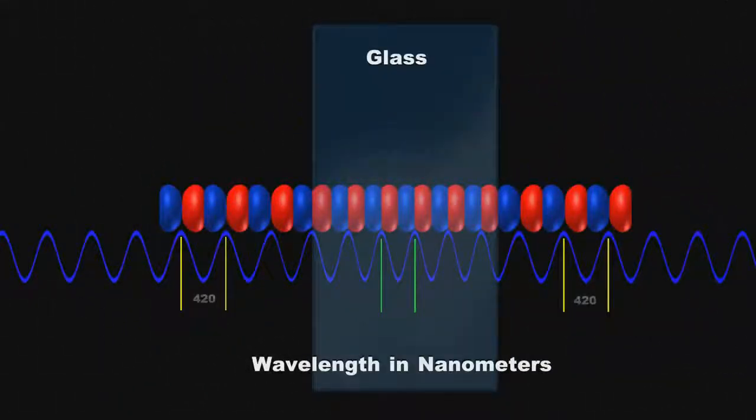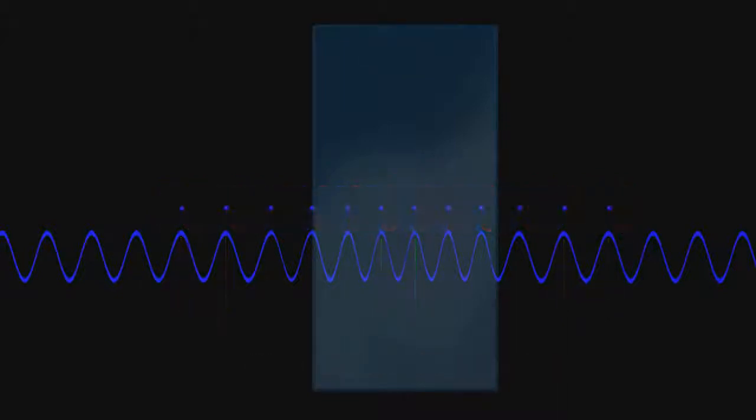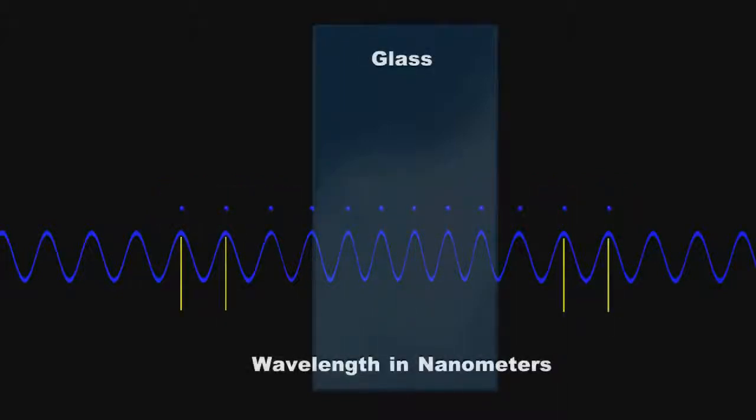This image represents what happens to the fields as a row of photons pass through the glass. Notice how the fields are compressed as they pass through the glass. Remember that the fields are actually invisible.